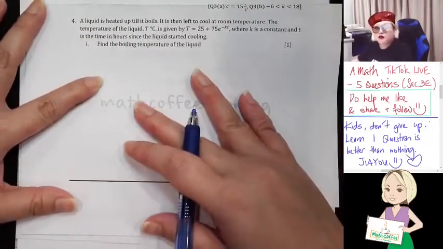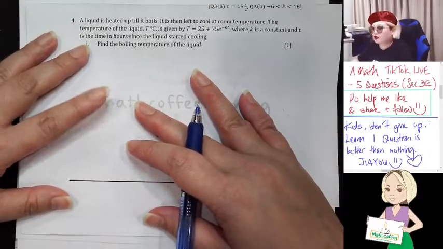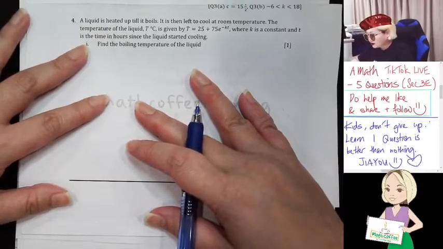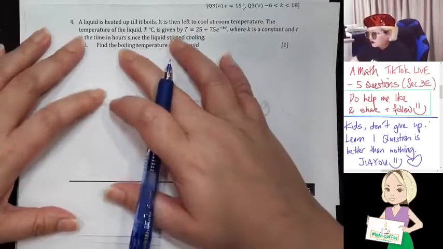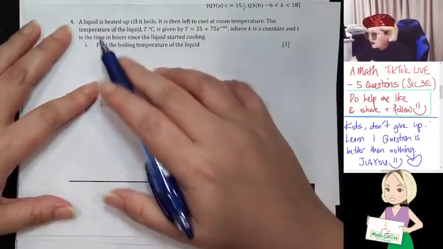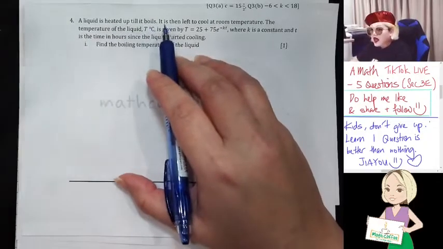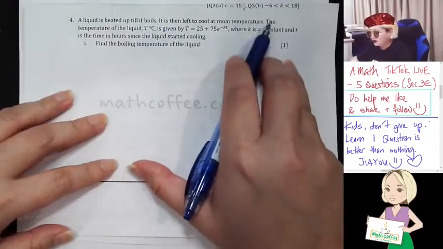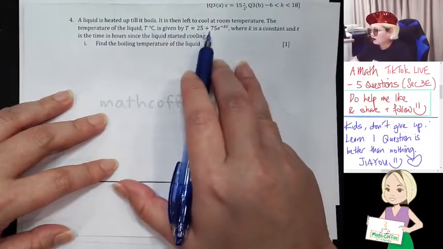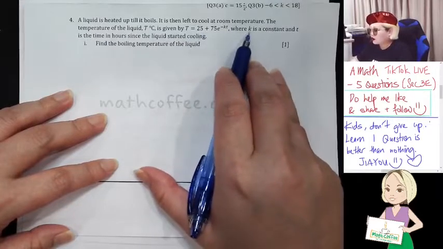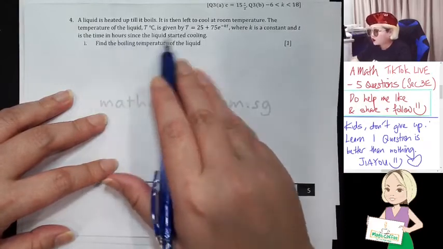This is an exponential question. It's under logarithm and exponential. It's the problem sum one. So first, it's in real life. A liquid is heated up till it boils. It is then left to cool down at room temperature. So the temperature T is given by this formula, T equals 25 plus blah blah blah, where they tell you that k is a constant and t is the time in hours since the liquid started cooling.